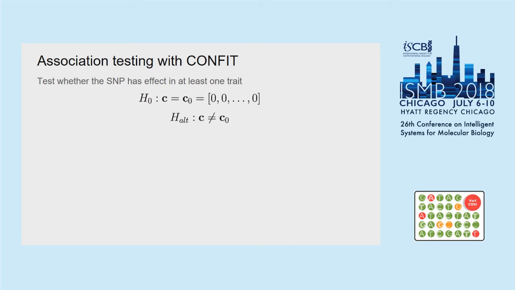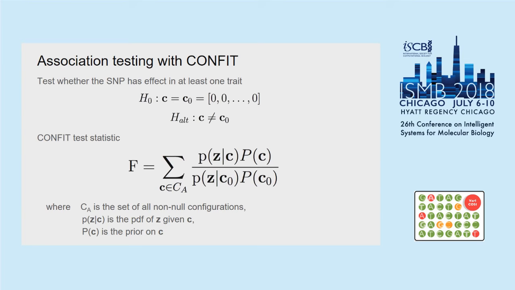Our method is called CONFIT, because it's configuration-based testing. So the hypothesis that we're testing here is whether the SNP has an effect in at least one trait. Our null hypothesis is that the true configuration is the null configuration, that is a configuration of all zeros, like no effect in any trait. And our alternate hypothesis is simply that the true configuration is not the null configuration, so there's at least one 1 in the configuration. So our test statistic is a weighted likelihood ratio of all the different possible non-null models against the null model.